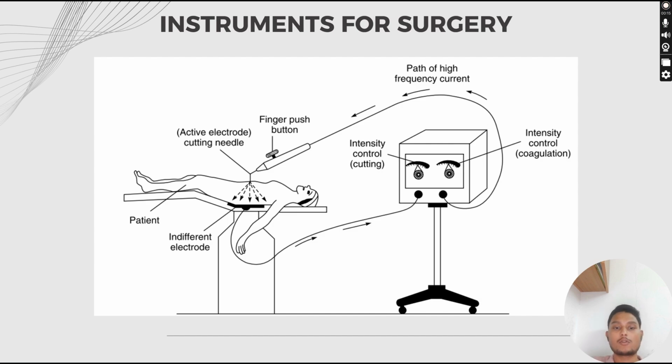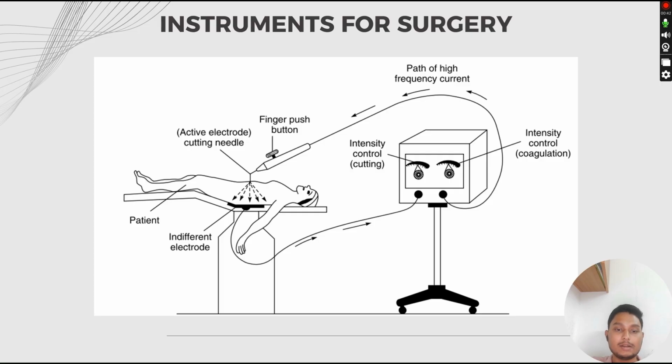Instruments for surgery. Of course, all this happens with specific instruments. Let's quickly look at what makes up the system. First is the electrosurgical unit, or generator. This is the main machine that produces high frequency alternating current. Second, the active electrode. This is a fine-tipped electrode, like a needle or loop, held by the surgeon in their handpiece. A simple button activates the current.